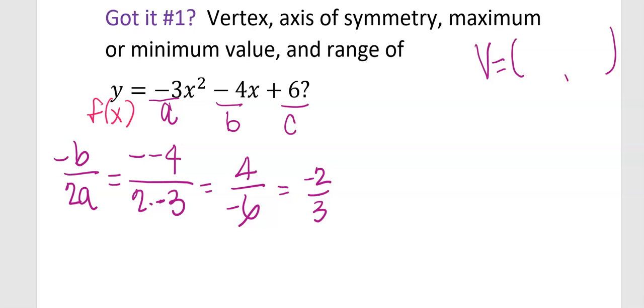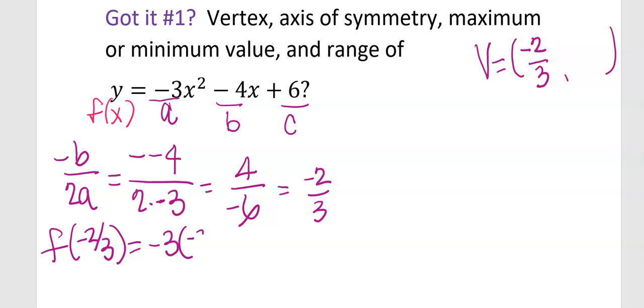I would say probably don't round on these, especially if it's like a 2/3, which is 0.6 all the way across and then it hits a 7. So my x part is -2/3. Now I need to find my y part, which means plug it in. F of -2/3 would be -3 times -2/3 squared. And you can type this in your calculator for sure.